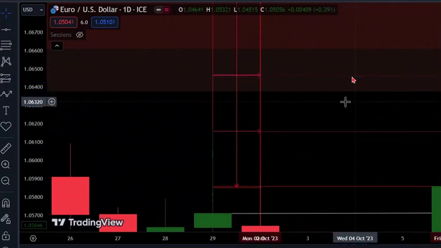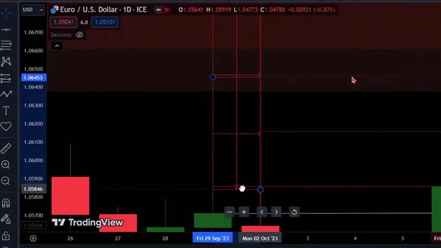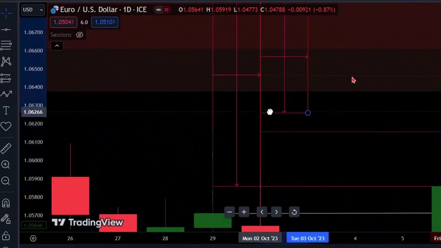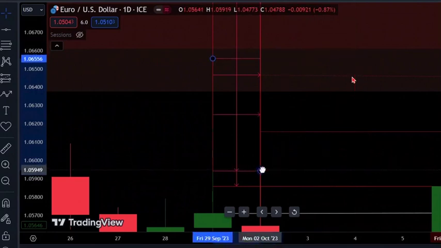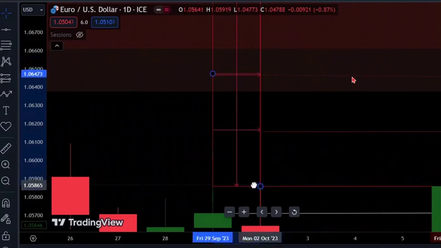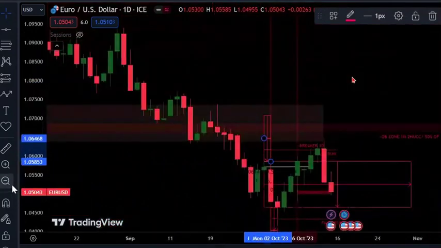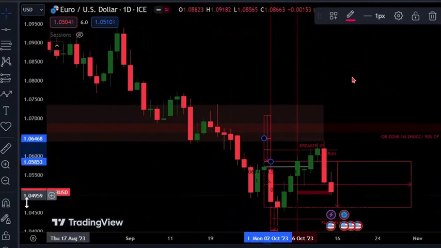Now scroll all the way to where price went up and reversed. Just drag the whole chart over. I'm about to show you something. Zoom into where price wicked and reversed. I'm about to show you something.